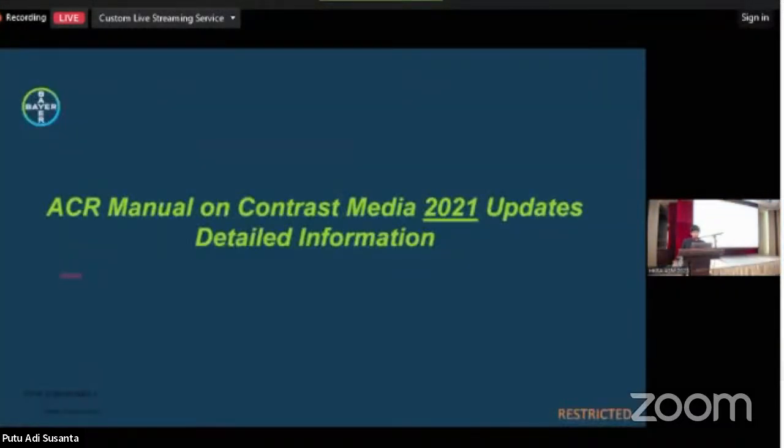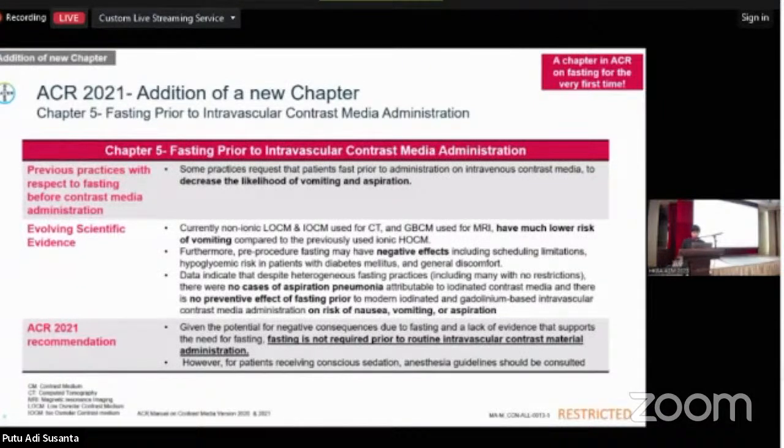First of all is the fasting update in 2021. Previously, some practices would request patients to fast before intravascular contrast media administration to reduce the possibility of vomiting, nausea, and aspiration pneumonia. However, modern contrast media for CT and MRI have a much lower risk of vomiting compared to the contrast media used previously. Also, based on the evidence, there is no case of aspiration attributable to the contrast media used recently, and there is no preventive effect of pre-fasting on the risk of vomiting, nausea, and aspiration. So based on the evidence, in 2021 the ACR guideline included a new chapter for fasting for the first time and recommended that it is not required before routine intravenous contrast media administration.